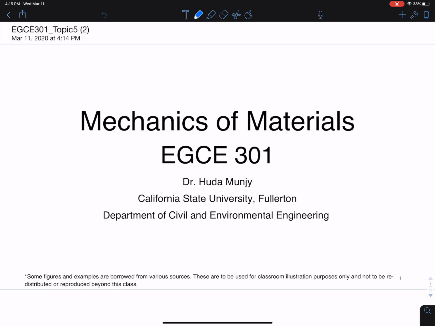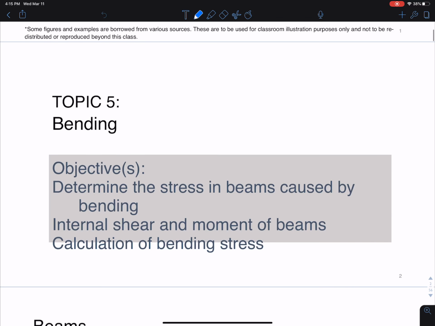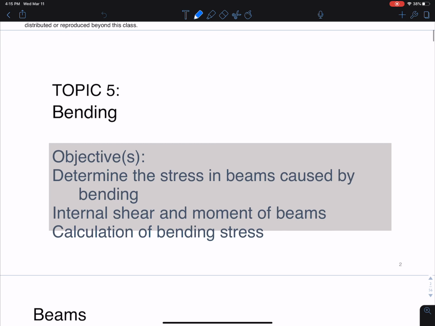All right, everyone. So we are going to go over topic 5 today, which is bending. You should all be able to find the link to this PowerPoint PDF online so you can follow along. And the objectives of today's lecture are going to be to determine the stress in beams caused by bending and to look into internal shear and moment of beams.